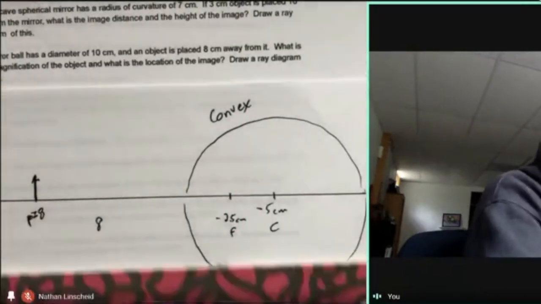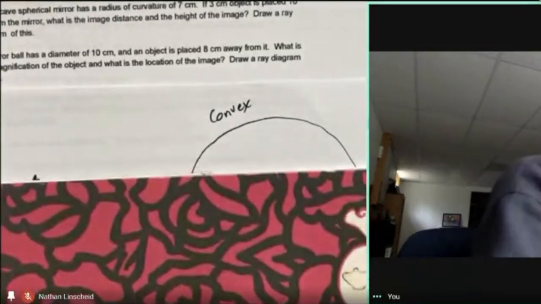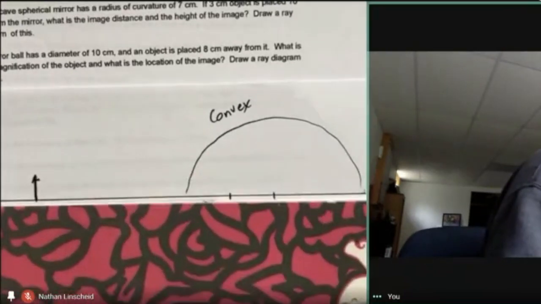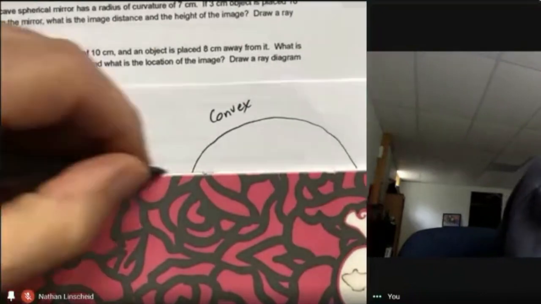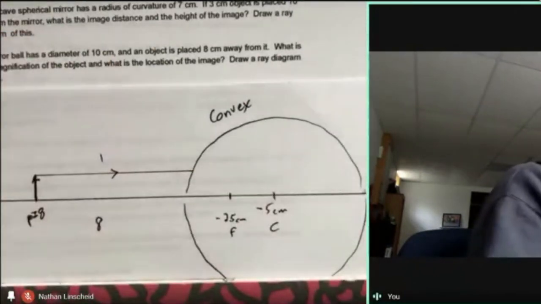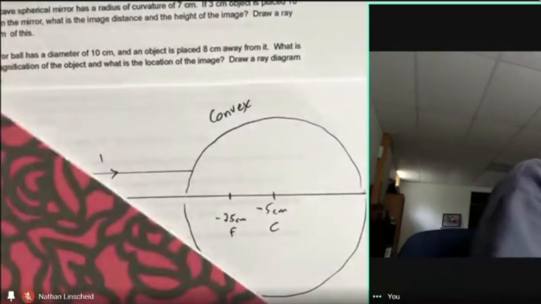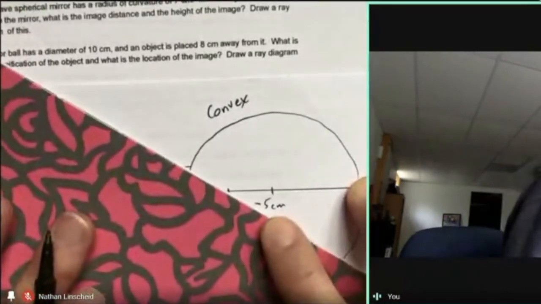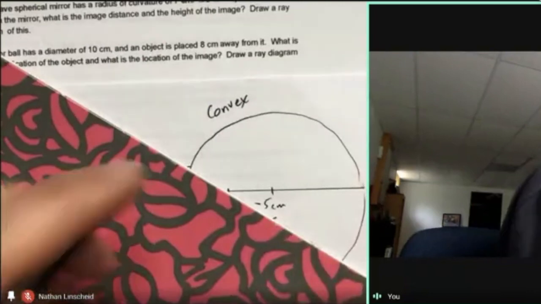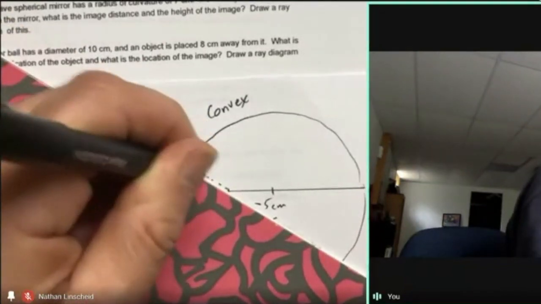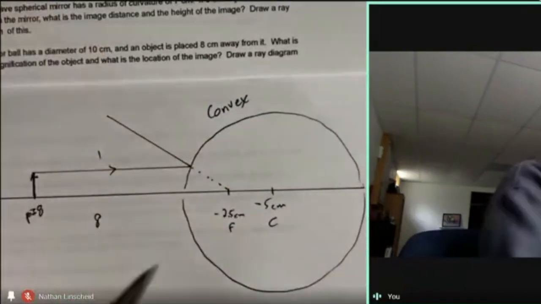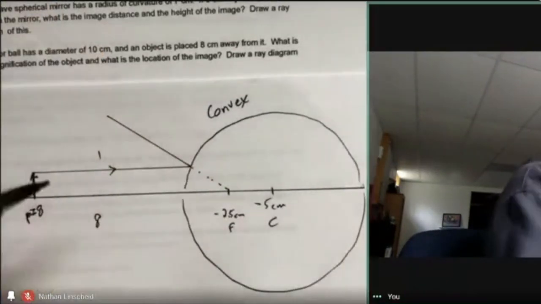And so we start out with our first ray, and that will go parallel to the mirror, just like before. This is ray number 1. And then it's going to bounce off as if that ray of light is coming from the focal point. And I'm going to draw a dotted line behind the mirror to indicate that. Okay, so this is ray number 1.